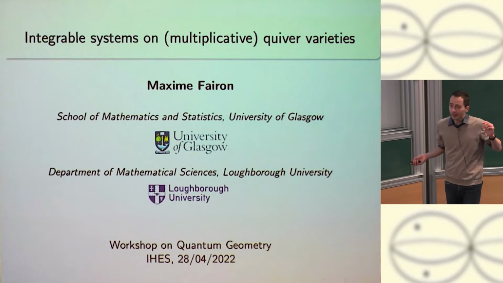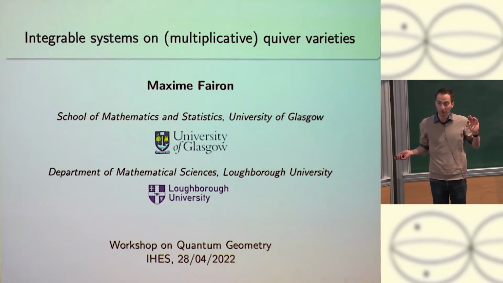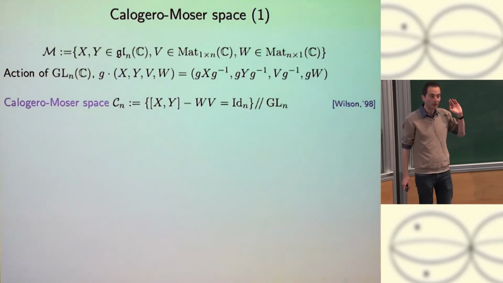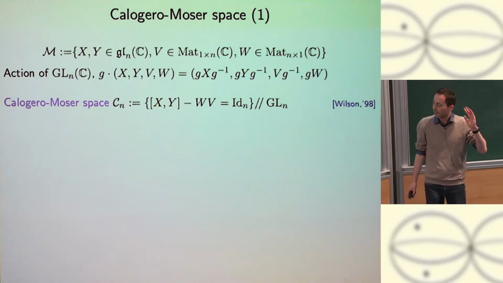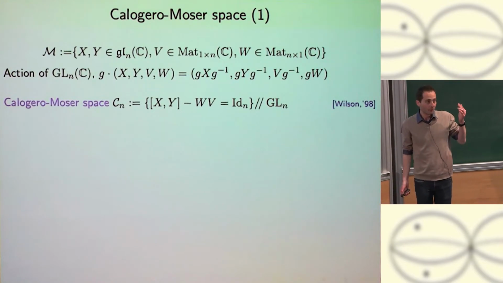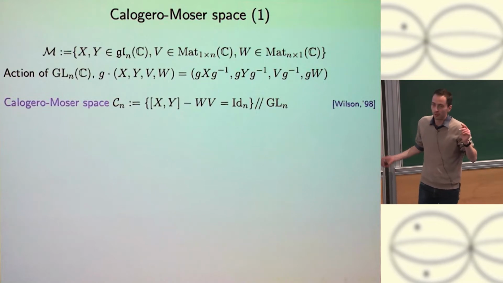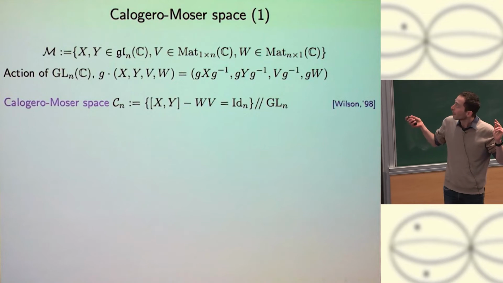So let me start from something that most of you, I'm pretty sure, are not really knowledgeable about, because I will be starting with some integrable systems. I'm trying to give you some motivation about what I will be speaking about. And so in the integrable system community, it was realized that phase space for some nice integrable system called the Calogero-Moser system, that I will introduce, is constructed as follows. So we have a very nice phase space.